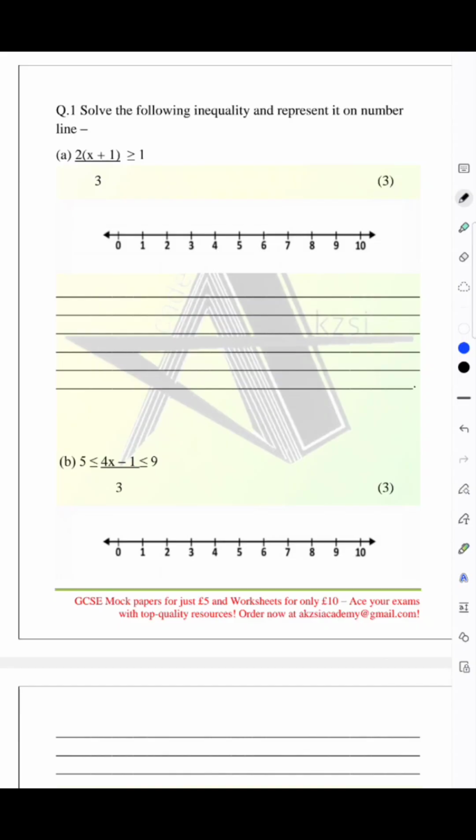So let's get started and make inequalities easy. Now the first question is, solve the following inequality and represent it on a number line. In linear inequalities, all the maximum harder question that you can see, I have tried to put them here so that you can just go through it.